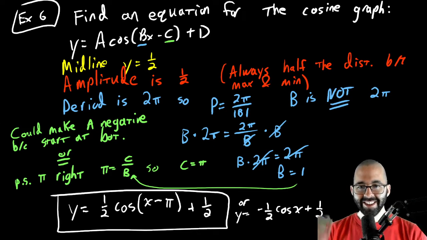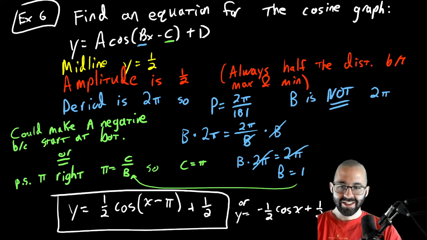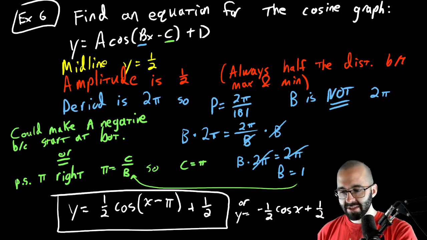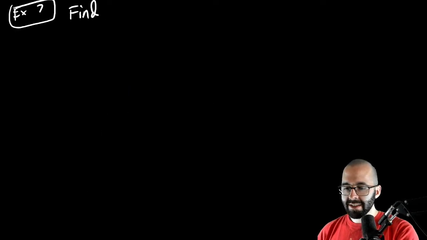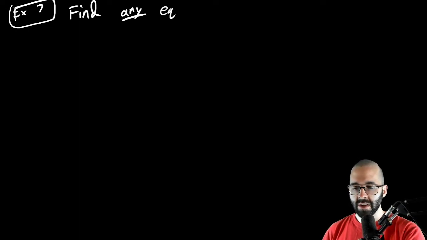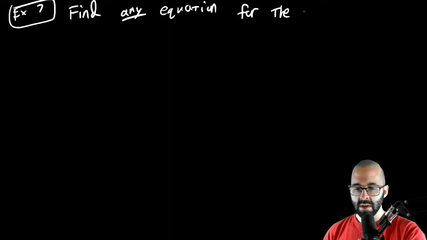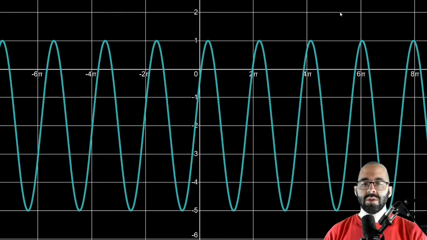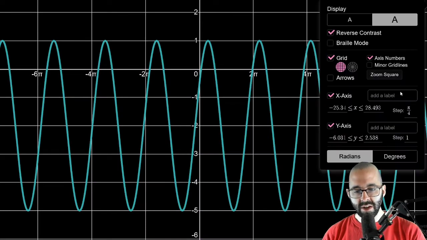It's okay. So the question is, example 7 is do the same thing, but it's going to be a little different for example 7. Find any equation. So it's not going to tell you whether sine or cosine, for this graph. So it's your choice whether you want sine or cosine.